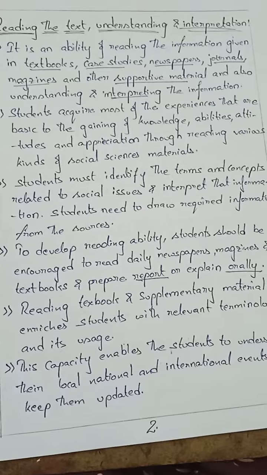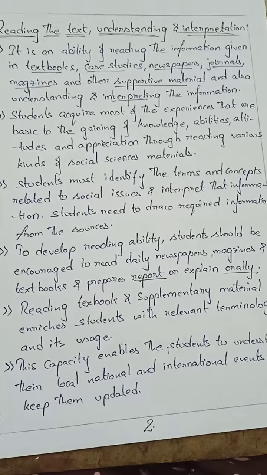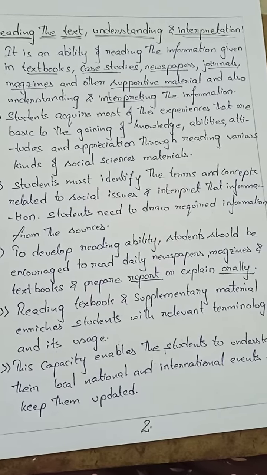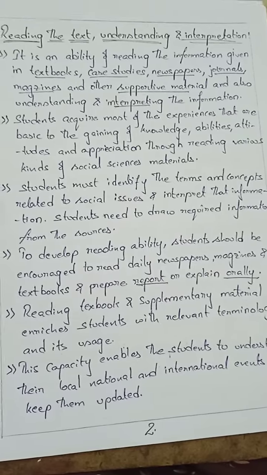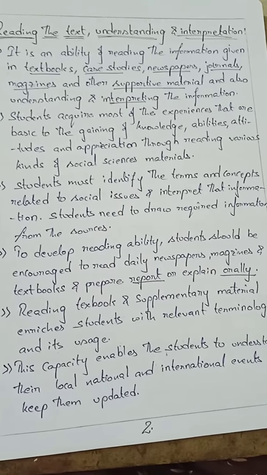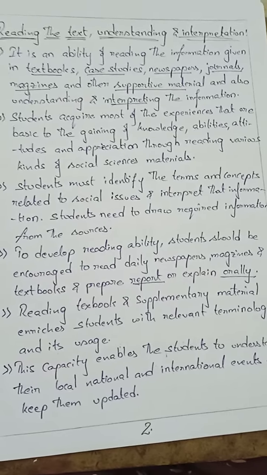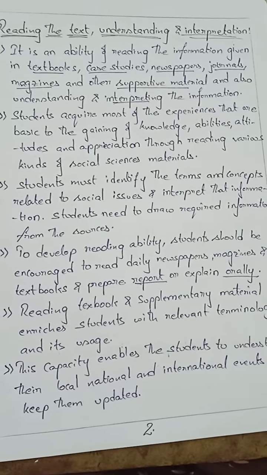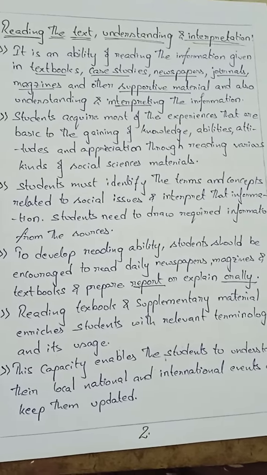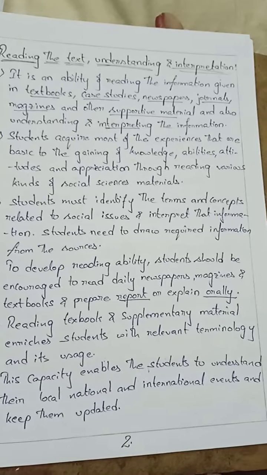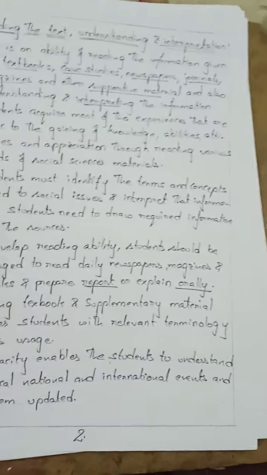Students must identify the terms of concepts related to social science issues and interpret that information. Students need to draw required information from the source. To develop reading ability, students should be encouraged to read daily newspapers, magazines, and textbooks and prepare a report or explain orally. Reading textbooks and supplementary material enriches students with relevant terminology and its usage. This capacity enables students to understand local, national, and international events and keep them updated.